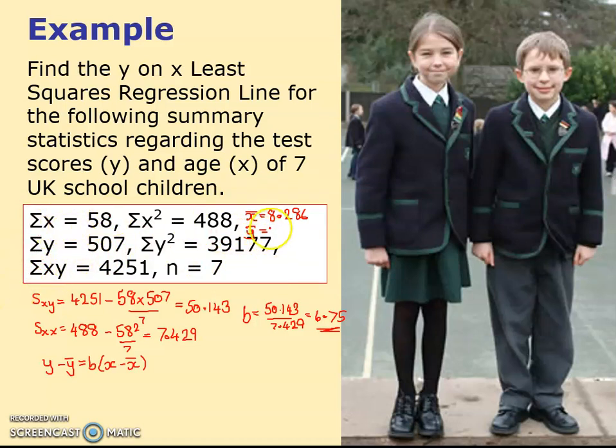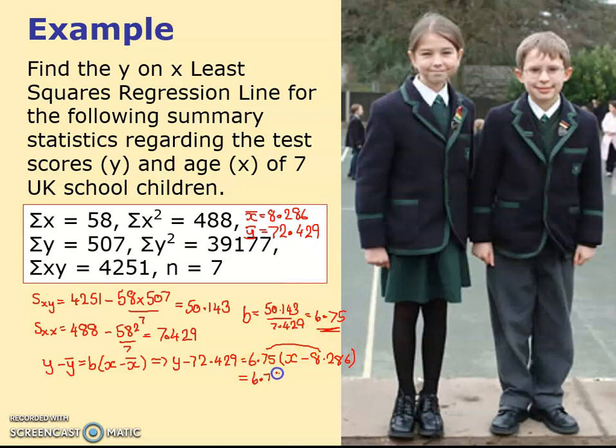So 72.429. Now I can use this then. I can therefore say that y minus that 72.429, make sure I've written that down properly, equals my b, which I found as 6.75, pretty much dead on actually, times my x minus x bar, 8.286. And the only thing I'll do, I suppose, is multiply this by this. So 6.75 times 8.286, 55 and a bit.